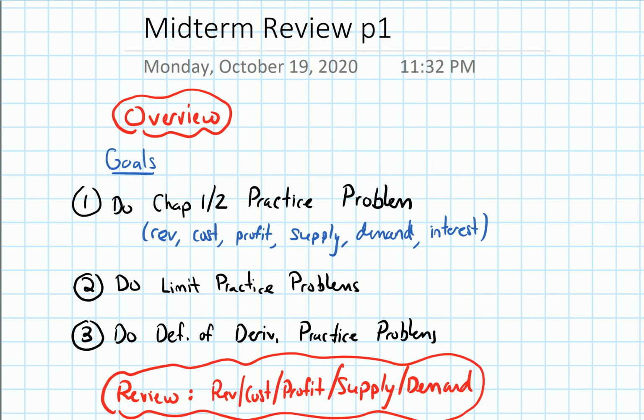In this video, we will begin our midterm review. So we will be doing review problems from chapters 1 and 2. So we'll do a chapter 1 and 2 practice problem, and I'll do that in this video. So in this video, we'll review stuff like revenue, cost, profit, supply, and demand. And in later videos, we'll do some limit practice problems and some definition of the derivative practice problems.